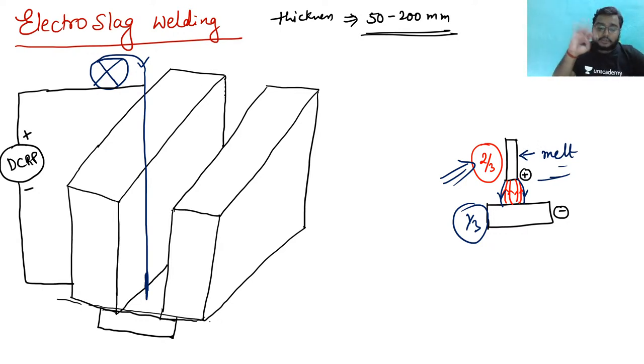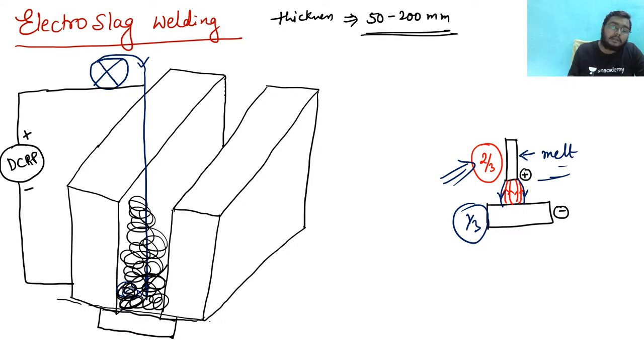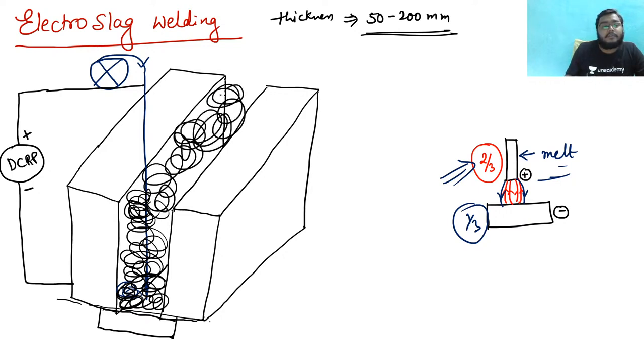Now I am pretty sure that you understood these things. Once you have connected this electrode with the base plate and given the DCRP, when you just touch it, the arc will form, and hence there would be joining. Welding would start, and throughout this part welding would be achieved.